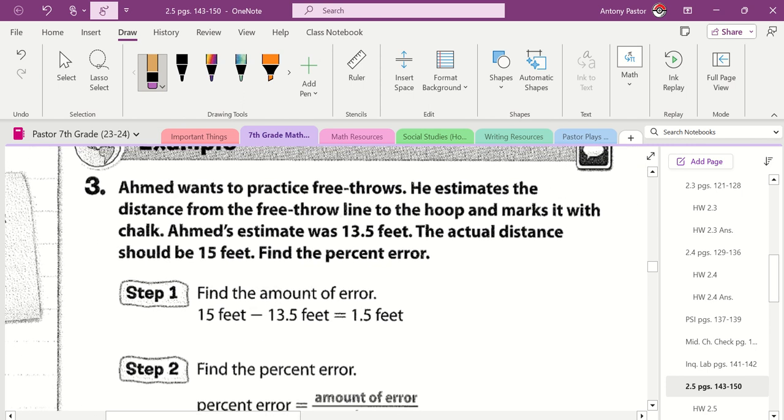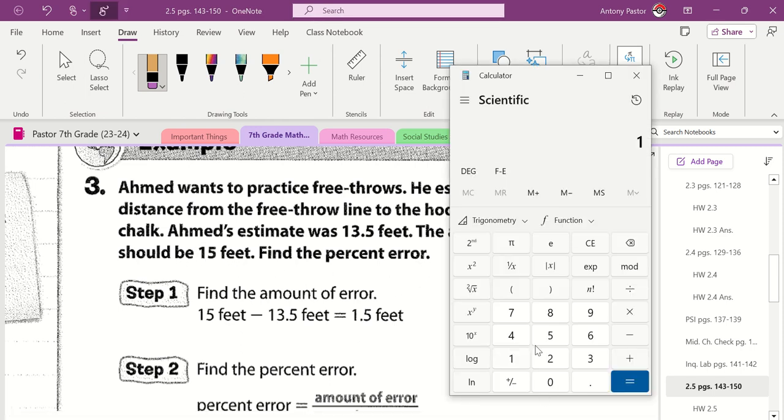An example. Ahmed wants to practice free throws. He estimates the distance from the free throw line to the hoop and marks it with chalk. Ahmed's estimate was 13.5 feet. The actual distance is 15 feet. Find the percent error. So, since the actual distance is 15 feet minus 13.5 that he estimated, there's a 1.5 foot difference.